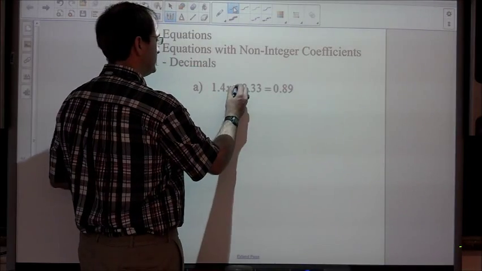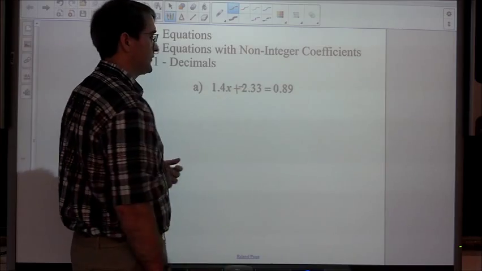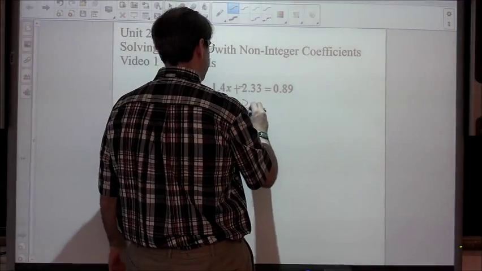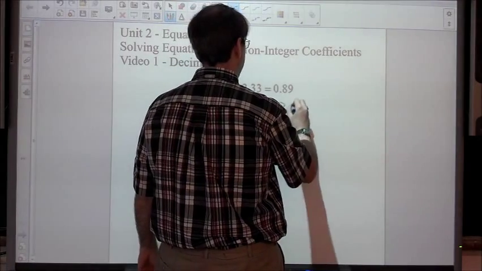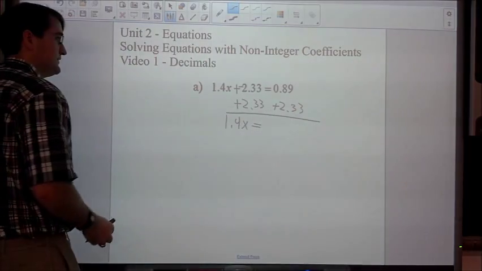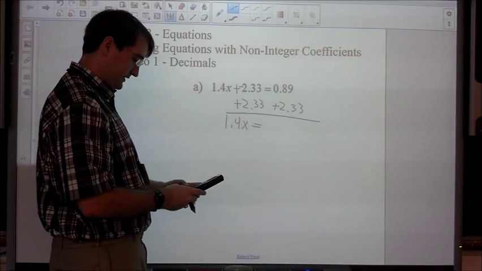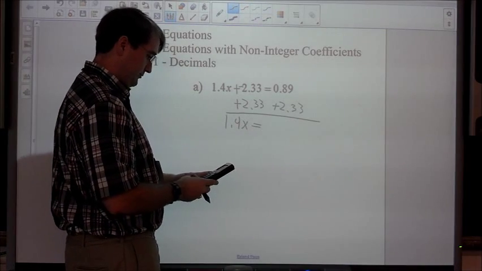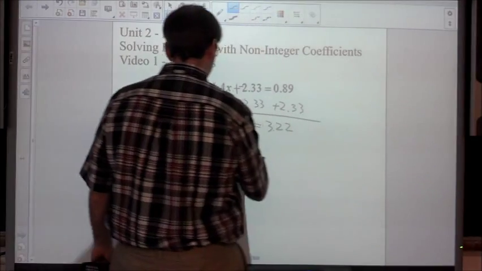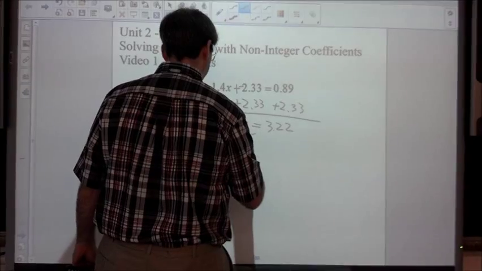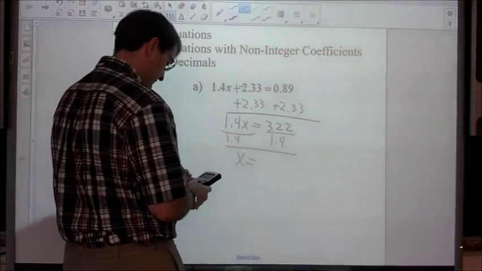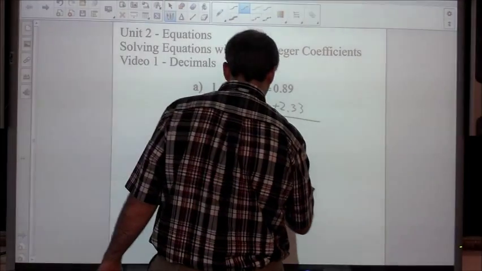Now your teacher might have you change that to plus a negative 2.33, but regardless, we go through this process the same way. We add positive 2.33 to both sides, and I get 1.4x equals 0.89 plus 2.33, which is 3.22. Then I divide both sides by 1.4, and I get x equals 3.22 divided by 1.4, which is 2.3.